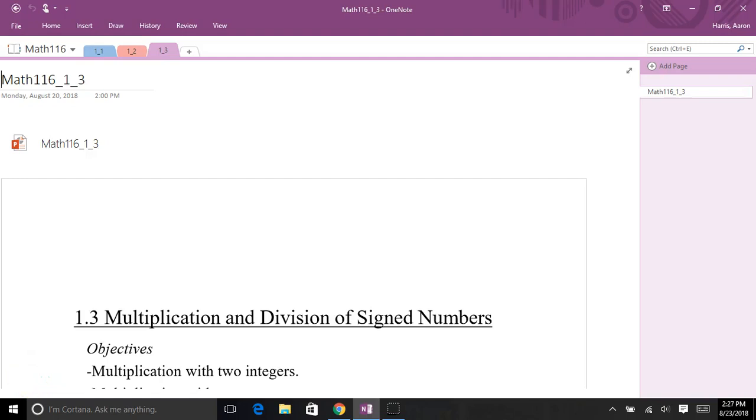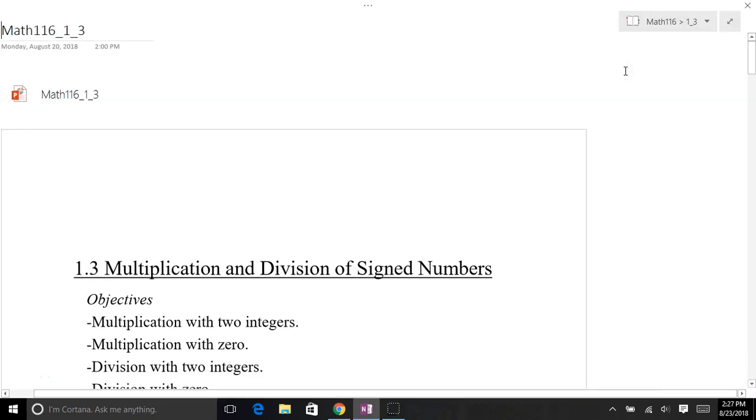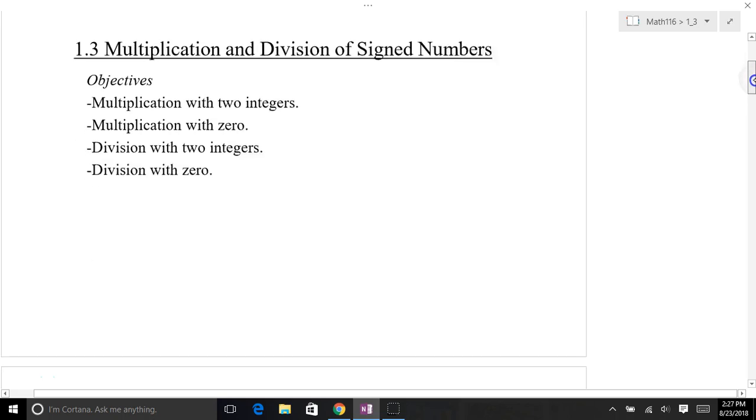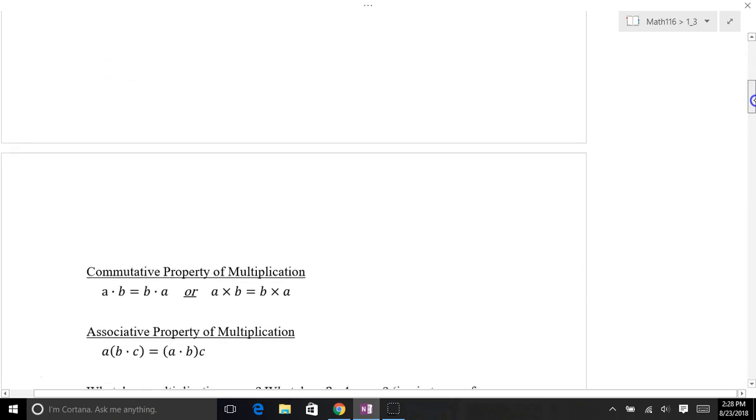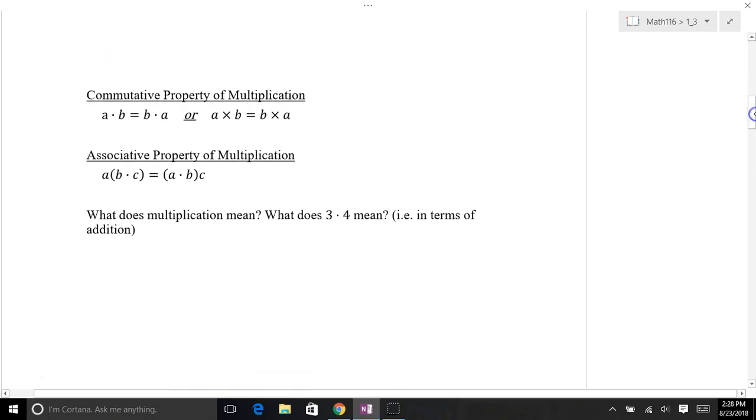We're going to talk about multiplication and division of signed numbers. So let me move this down a little bit. There's our objectives, multiplication with two integers and zero. Let's remind you of a couple of properties.